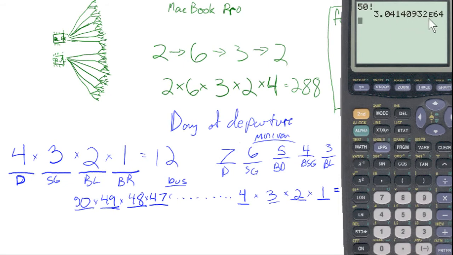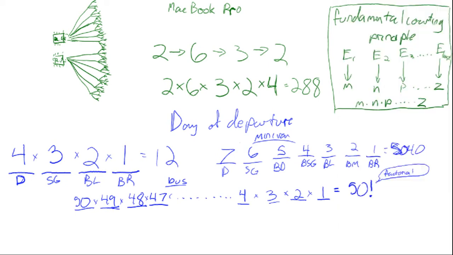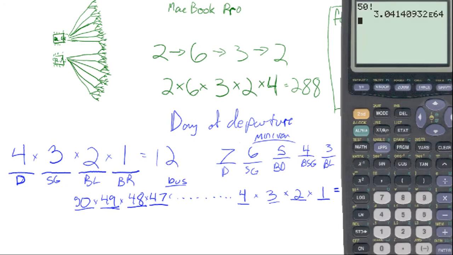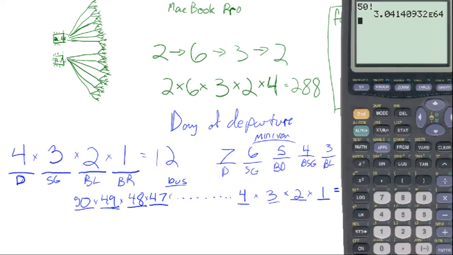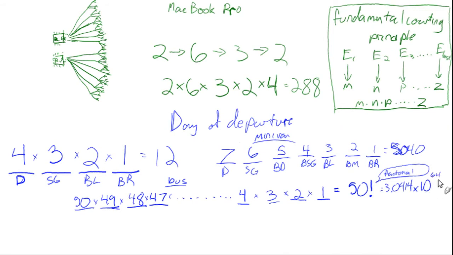3.0414 E64. Remember that E, see, let's do 3.0414, and that E means times 10 to the whatever power we saw. What was that power? 64. My goodness. So what does that mean? This number, to actually get a feel for how big it really is, we take this decimal place and move it 64 times to the right. And once we're done doing all that, that is the number of ways that you could arrange yourselves on a bus if there's 50 of you going. Goodness gracious, that's a lot.